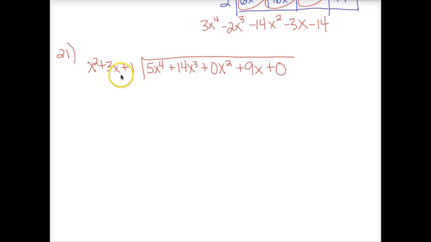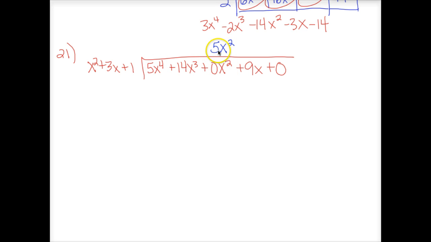So once you have it set up, including the zeros for placeholders, the next thing you do is ask yourself, what do I multiply x squared by to get 5x to the 4th? So the answer to that question is 5x squared. Remember that when you answer that question, you put it above its like term. Since x squared times 5x squared is what gives you 5x to the 4th, it goes above the squared term.